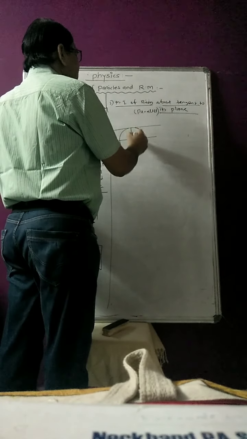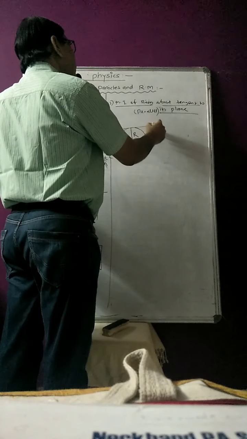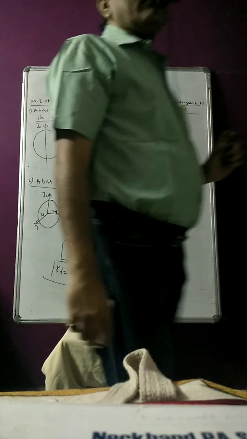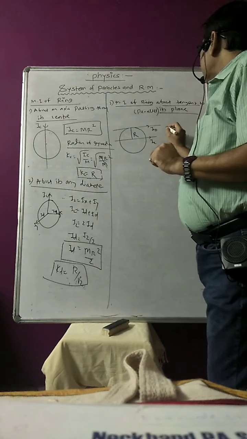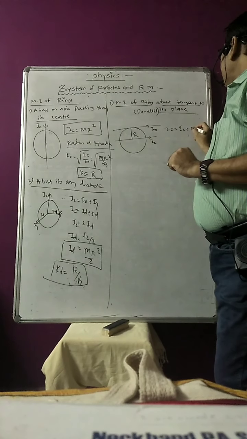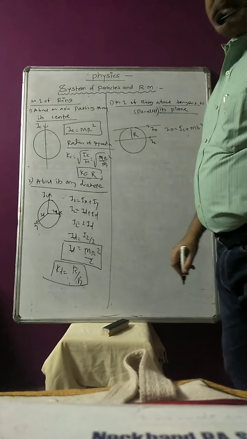Now, this distance will be r. So that diameter IC you know. I want to find out IO. Again here I will use the formula for the parallel axis theorem. What is that formula? You know, IO is equal to IC plus MH square.